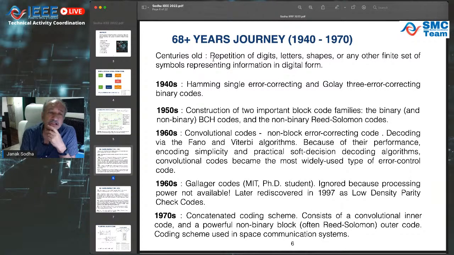So repetition codes are centuries old. Let me give you a very simple example. If you wish to send a binary digit 1, you could replicate it 3 times, so that instead of sending a binary digit 1, you send 1, 1, 1. Then at the receiving end, you would use majority logic to decide whether a 0 or a 1 was sent. So if you received 2 zeros and a single binary digit 1, you would say, well, I've got more zeros than a 1, so it must have been a binary digit 0. So repetition of binary digits, letters, symbols, anything from a finite set of symbols is centuries old.